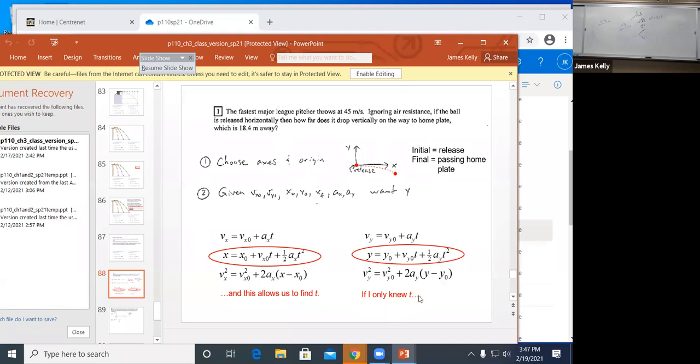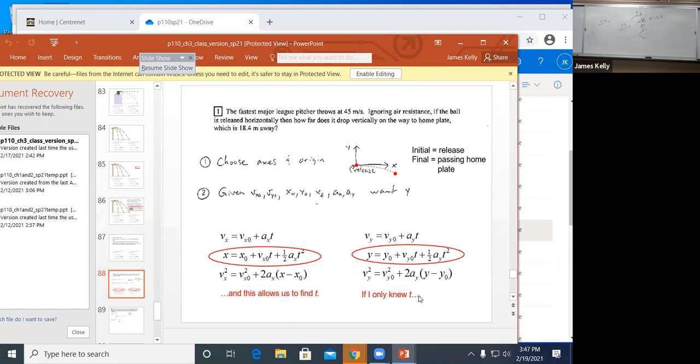And so I say, if I only knew t, I'd be done because I could solve for that y, which is what I want. And then I could say, well, I haven't used the 18.4 meters. Where could that come in? Well, that's an x distance that it traveled in between initial and final. So if I look at this equation, x final minus x initial, x initial I guess is 0 here, but x final is 18.4. Vx initial is the 45 meters per second. Ax is what?